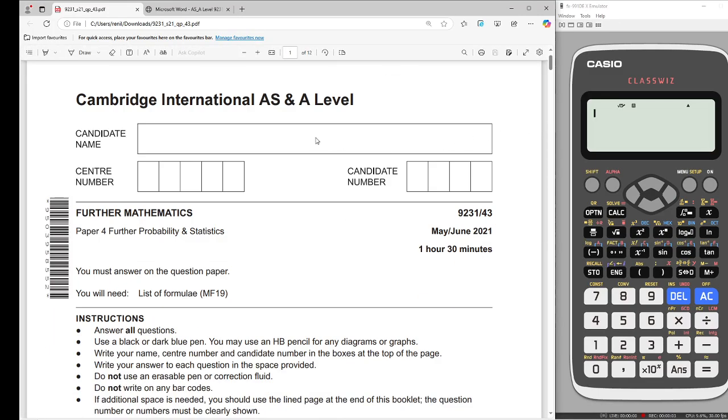Hello guys, today we're going to be doing further mathematics, probability and statistics, paper 4-3 of the May-June series of 2021. So let's get started.